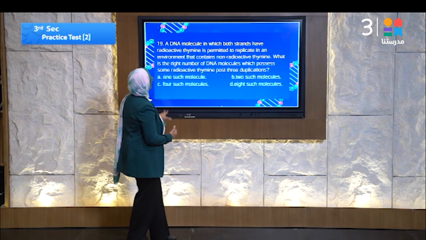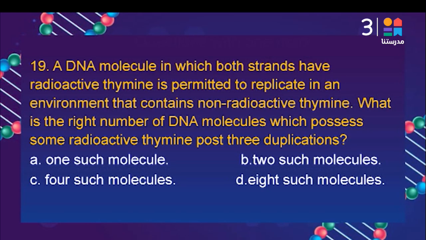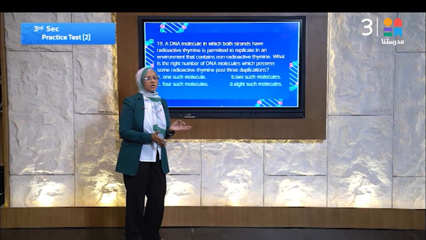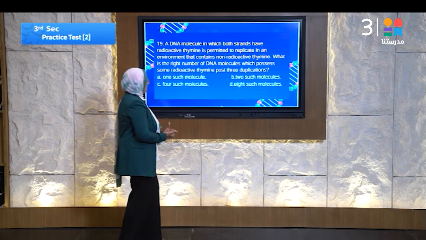Let's go to 19. A DNA molecule in which both strands have radioactive thymine is permitted to replicate in an environment that contains non-radioactive thymine. What is the right number of DNA molecules which possess some radioactive thymine after 3 duplications? Let's read the choices, then we will decide.